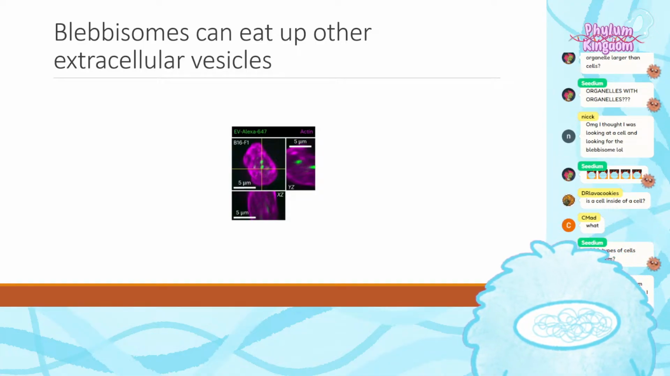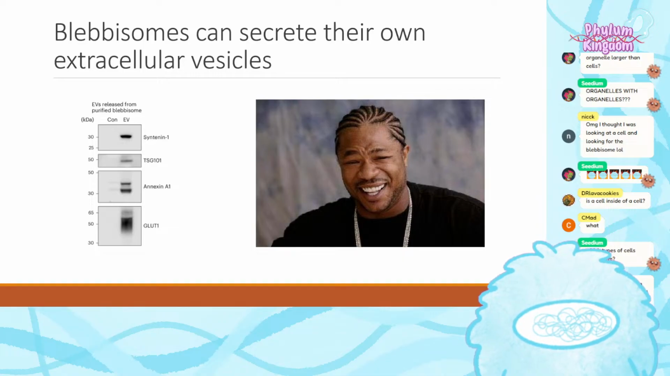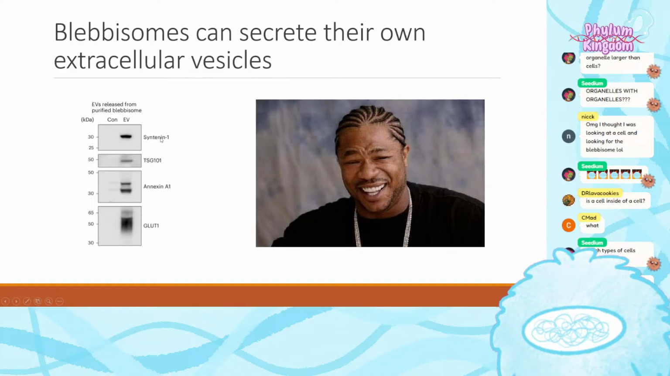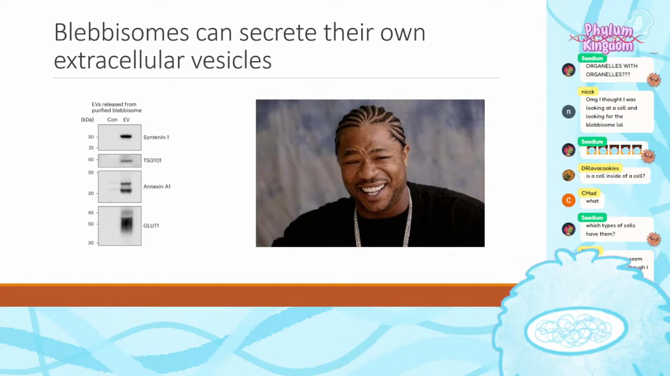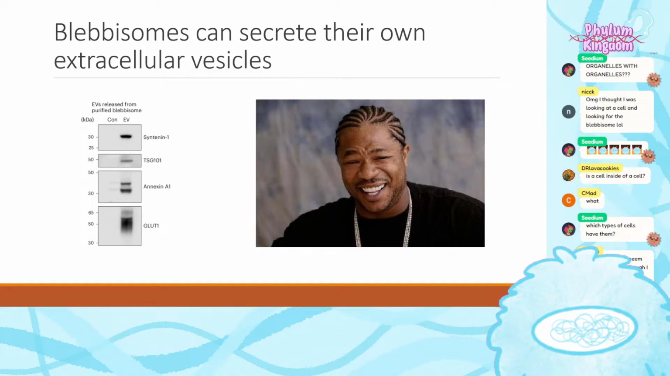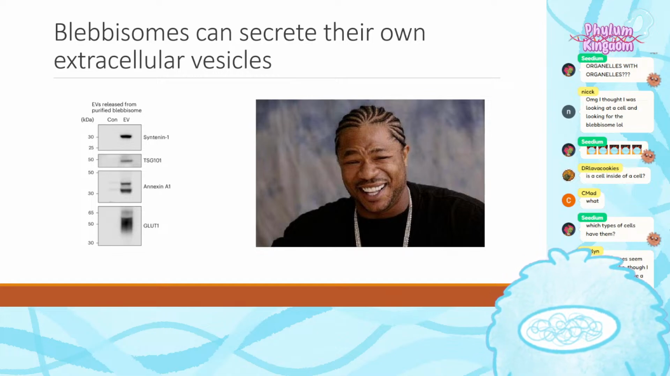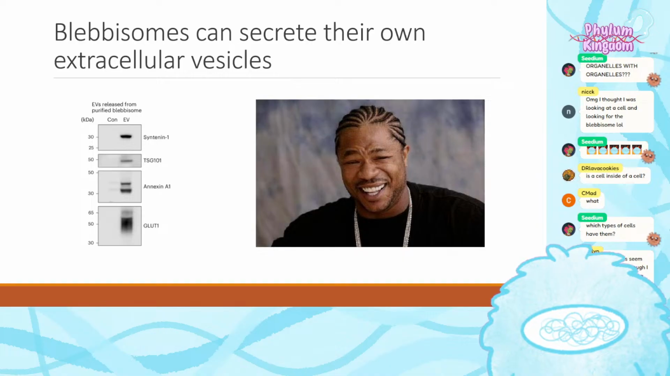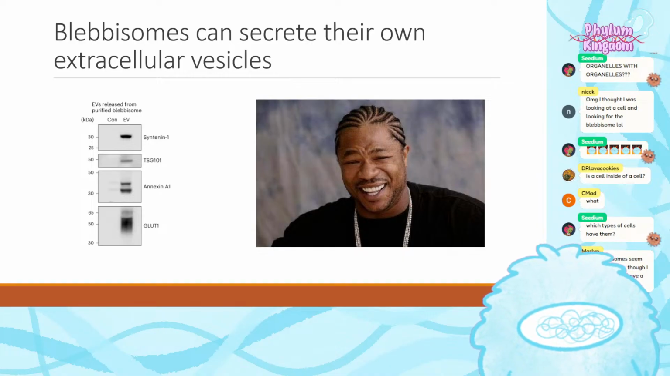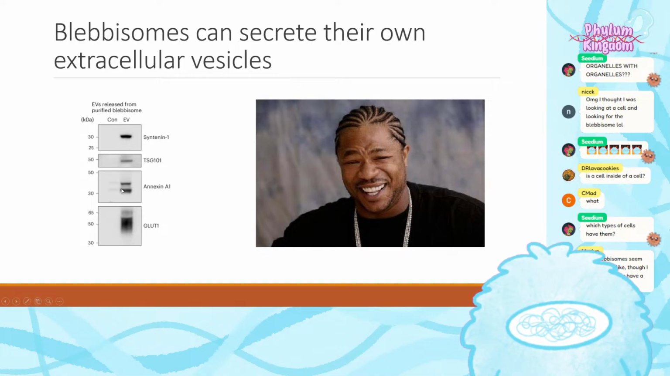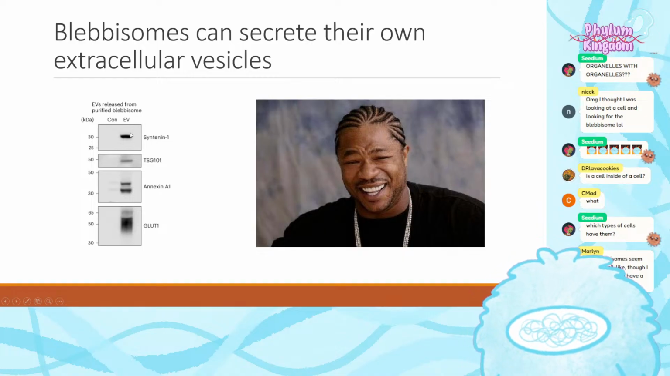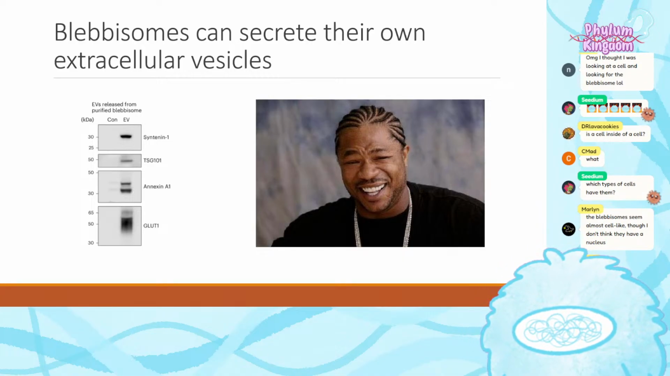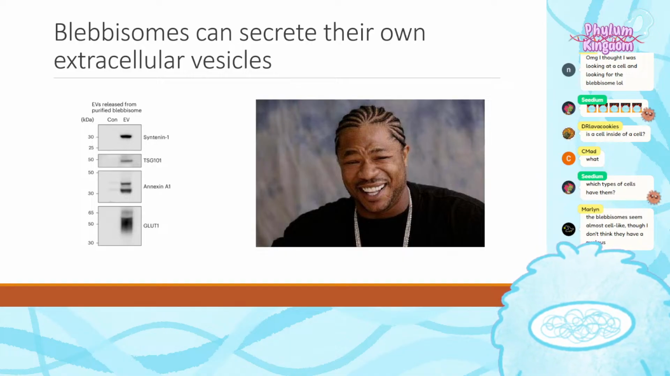So blebosomes can also excrete their own extracellular vesicles, right? So not only can blebosomes eat other extracellular vesicles, they also can spit out their own extracellular vesicles. These are extracellular vesicles within extracellular vesicles, right? So, you know, I heard you liked them, so here they are. You can see in this lane of the Western blot that the stuff that comes out of the blebosome has the stuff that you would expect an extracellular vesicle to have. Absolutely crazy. These are nuts.